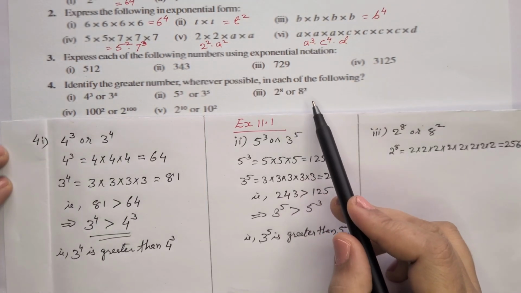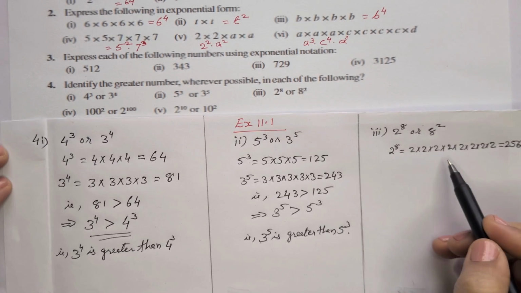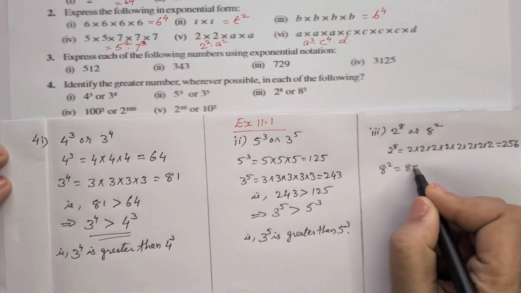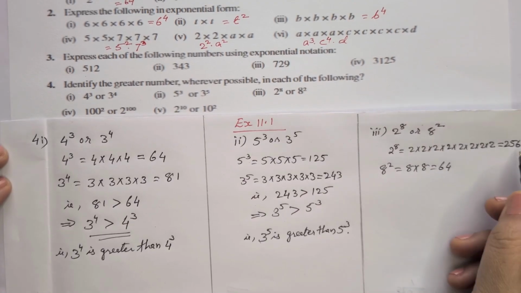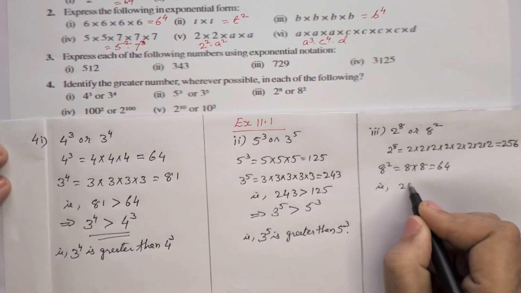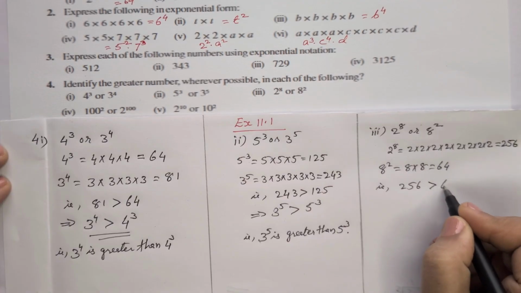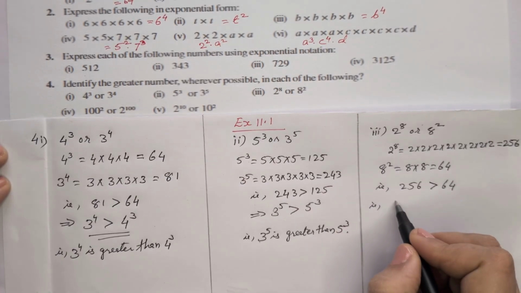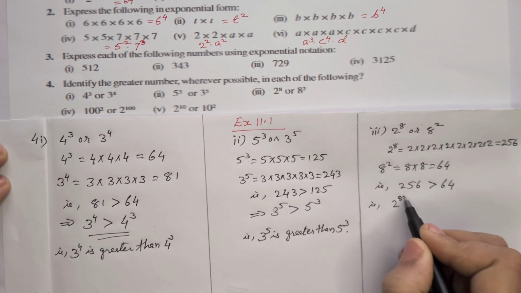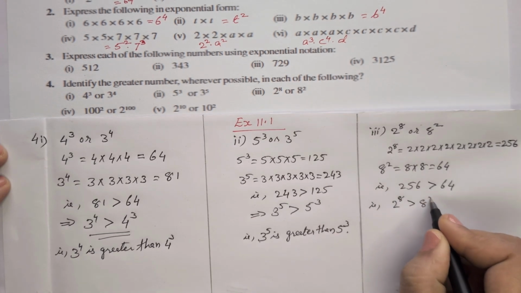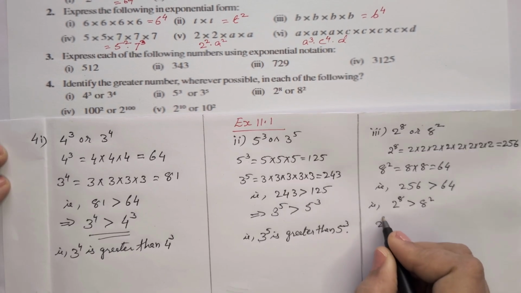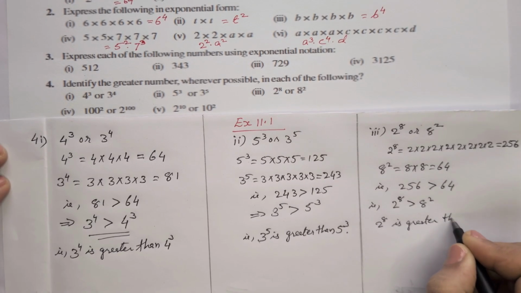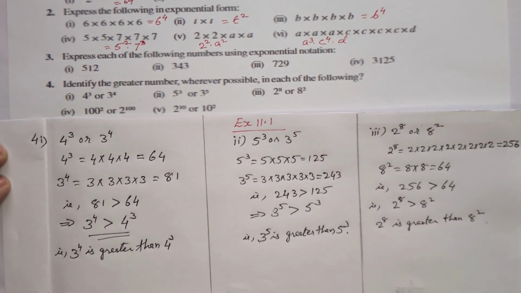Third one, 2 raised to 8 or 8 square. 2 raised to 8, 2 eight times, that is 256. And 8 square is 8 into 8, 64. Here we can see that 256 is greater than 64. That means we can write in a sentence: 2 raised to 8 is greater than 8 square.